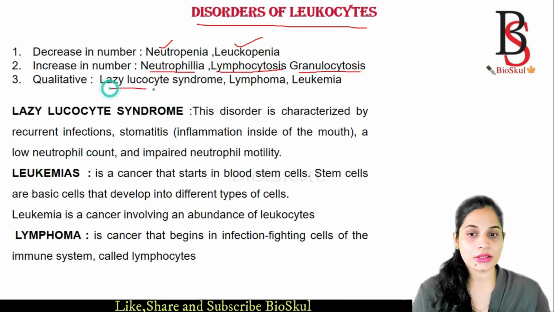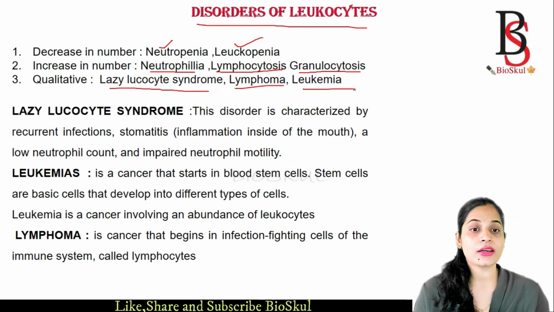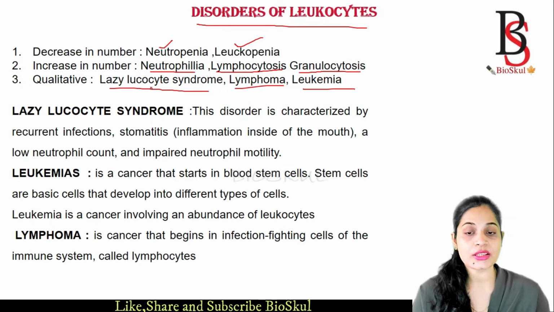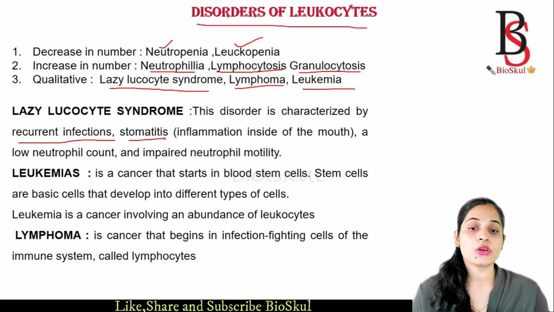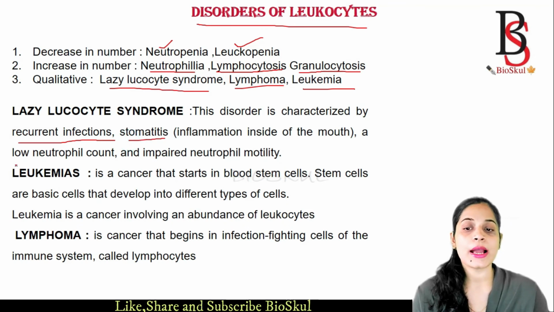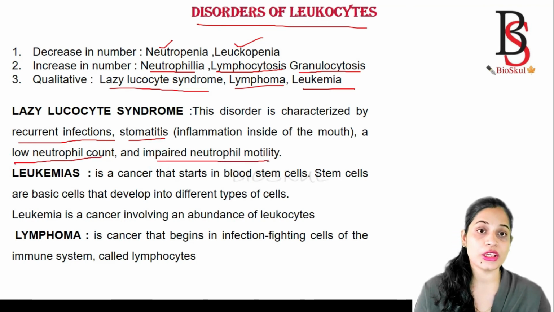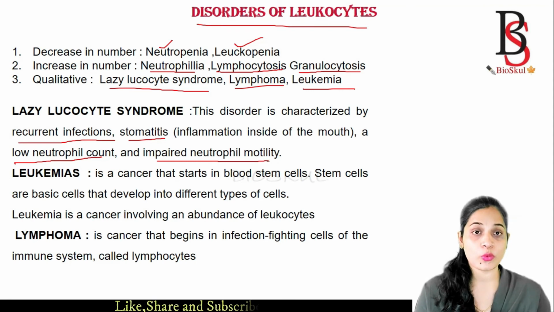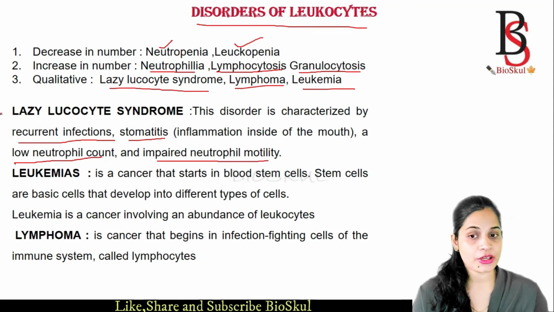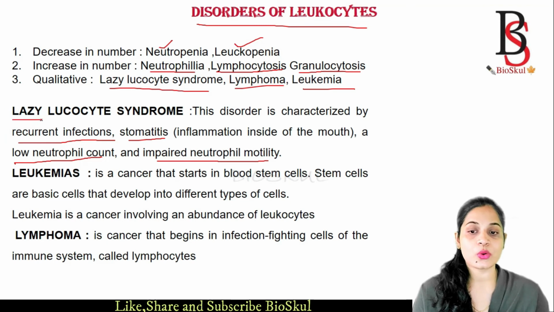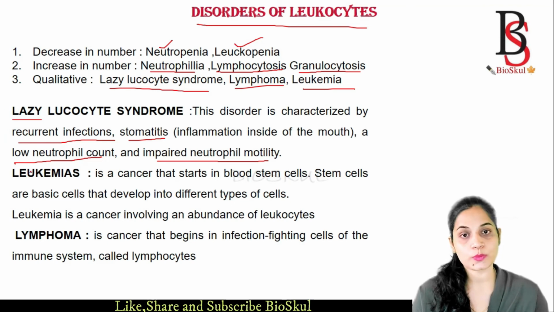And then some other diseases are Leigh leukocyte syndrome, lymphoma, and leukemia, which are the disorders related to leukocytes. So what is the Leigh leukocyte syndrome? This disorder is characterized by recurrent infection, stomatitis, a condition of inflammation inside the mouth, lowered neutrophil count and impaired neutrophil motility. Neutrophils lose their mobility to the site of infection. So that's why it is known as the Leigh leukocyte syndrome.